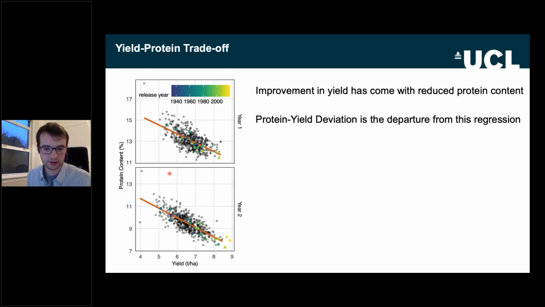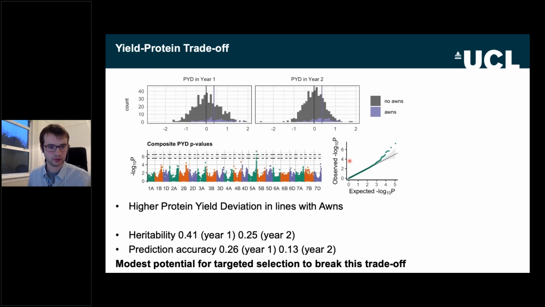However, we wanted to look at what the genetic potential was for breaking this trade-off. So we looked at a composite phenotype, which is the protein yield deviation. So that means the perpendicular deviation from a symmetrical regression between yield and protein. So that's what we're looking at now. These histograms are showing the values of deviations away from the trends between protein and yield. And the colors are showing the lines with and without orns, where the orns lines tend to have a higher mean, higher than expected protein than you would predict from their yield, or equivalently more yield than you would expect from their protein level.